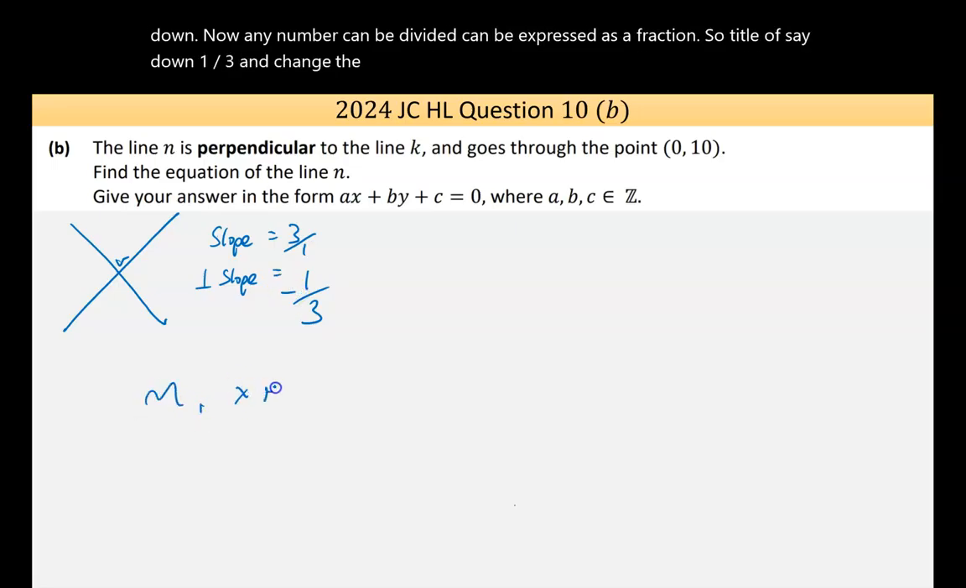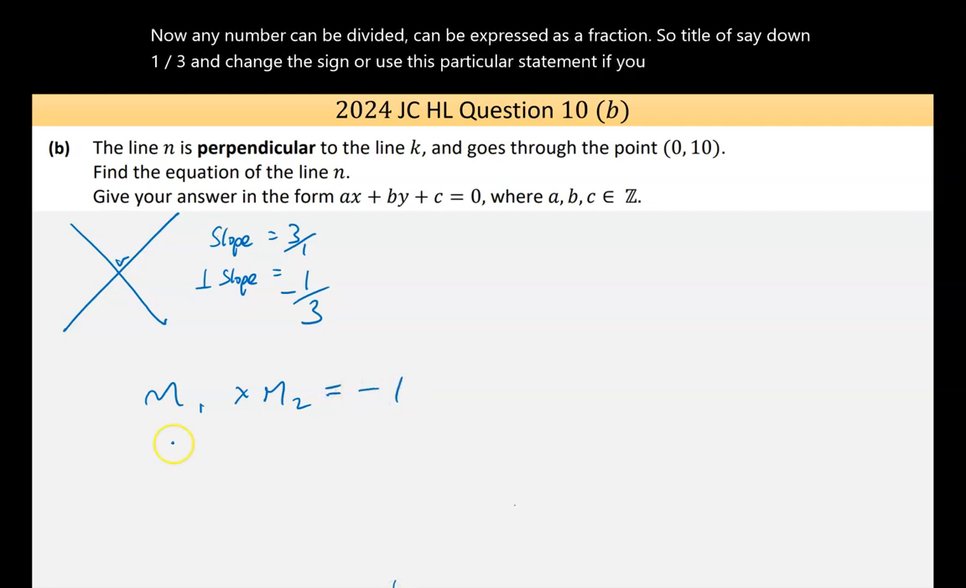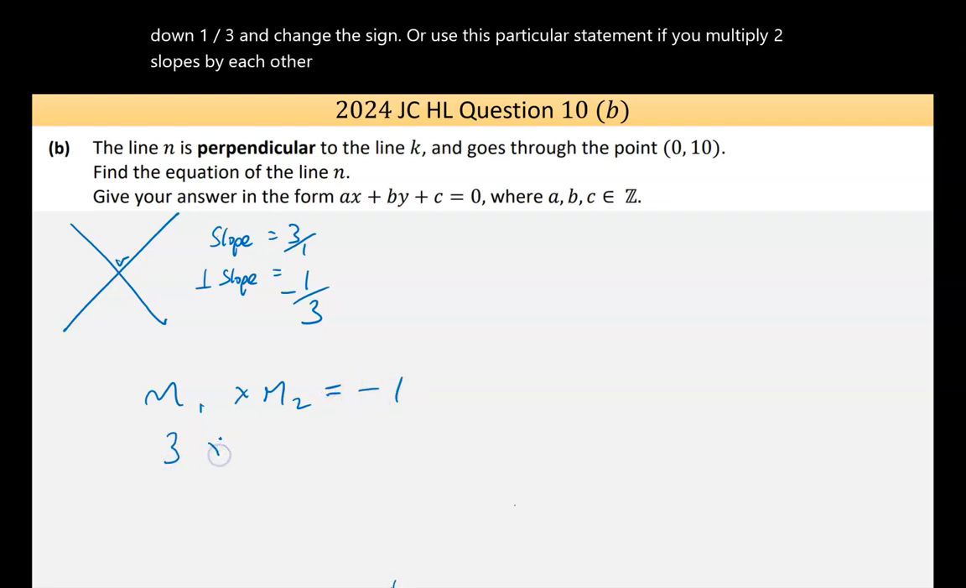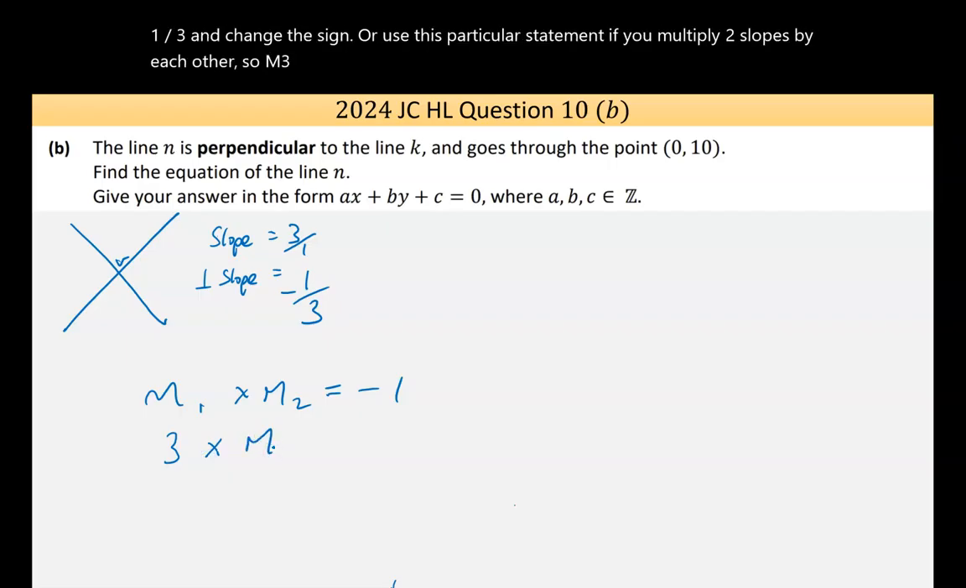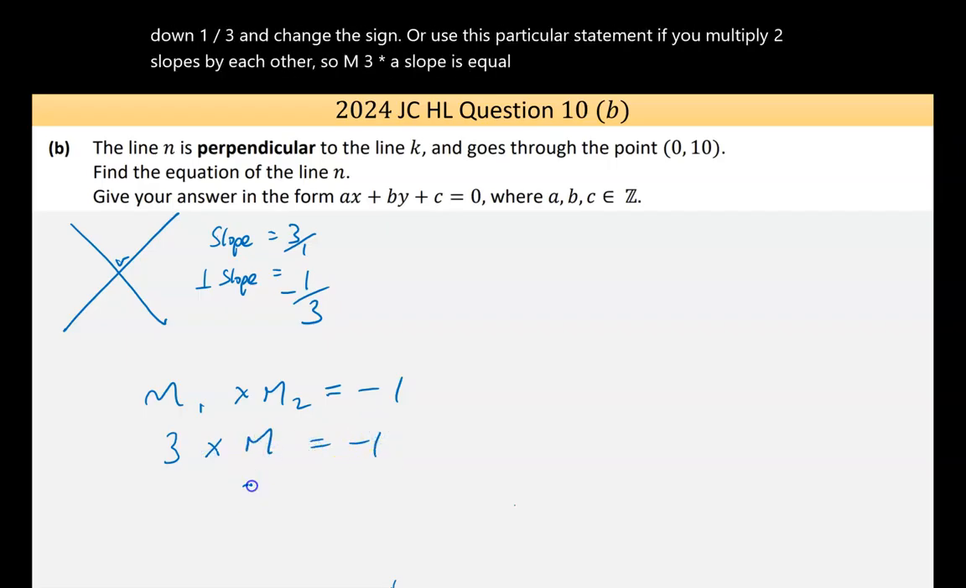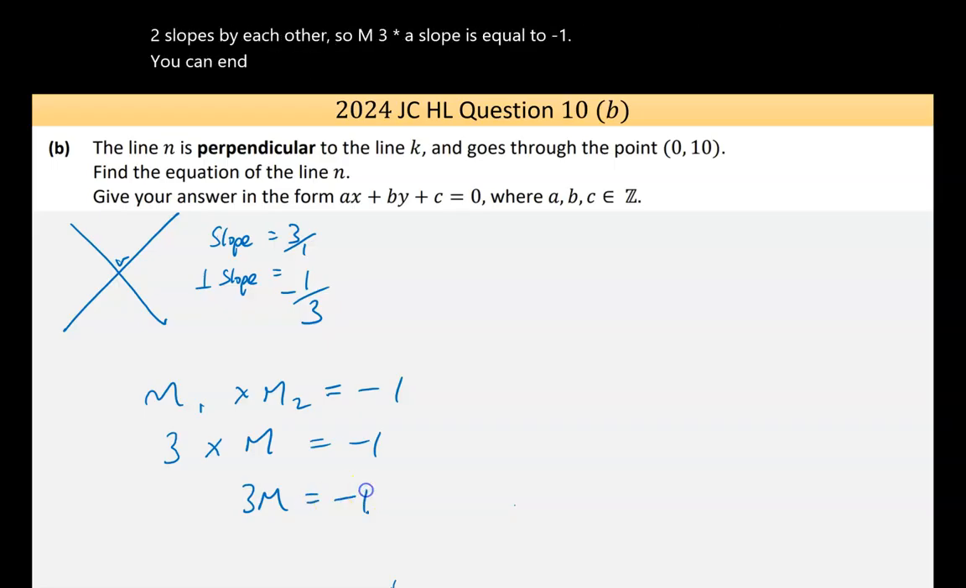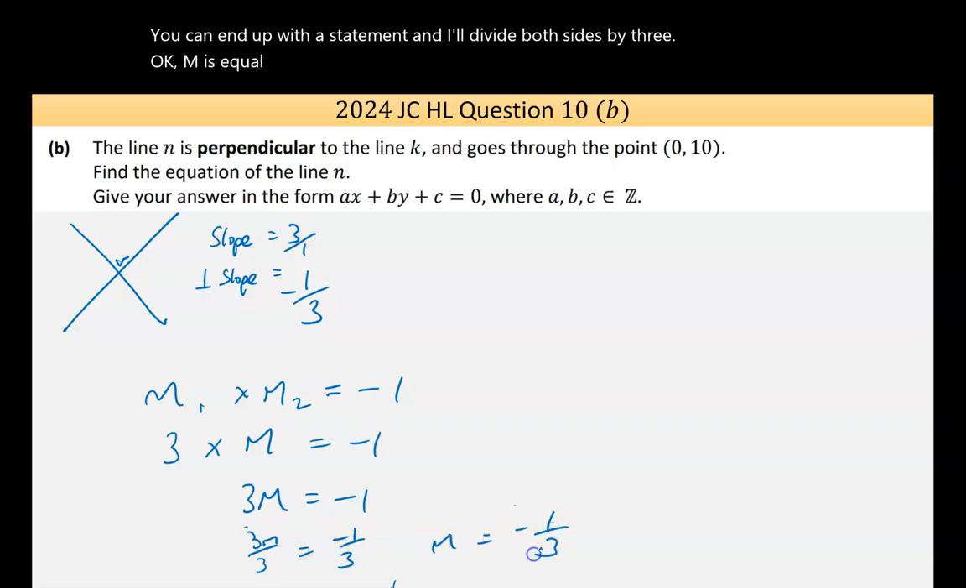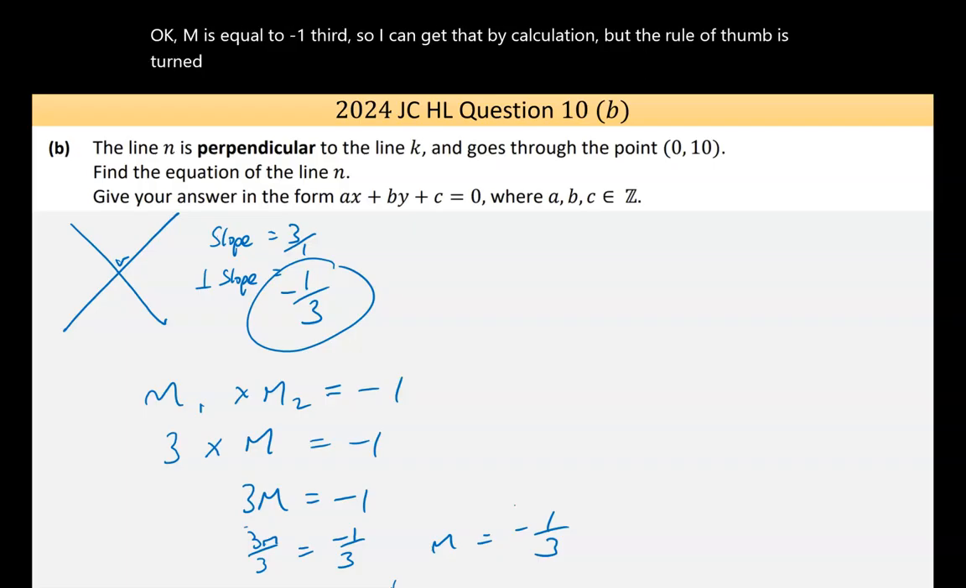Or use this particular statement. If you multiply two slopes by each other, so 3 times a slope m is equal to minus 1, you end up with a statement, and I'll divide both sides by 3. m is equal to minus 1/3. So I can get that by calculation, but the rule of thumb is turn it upside down and change the sign.